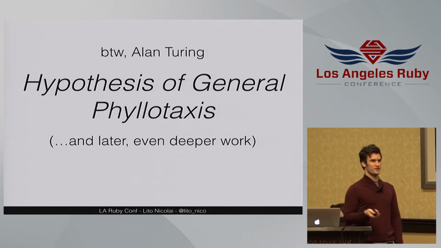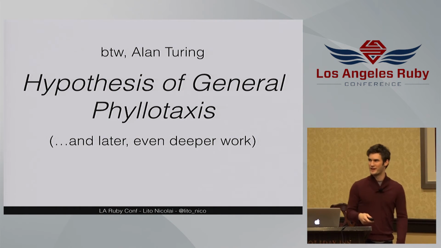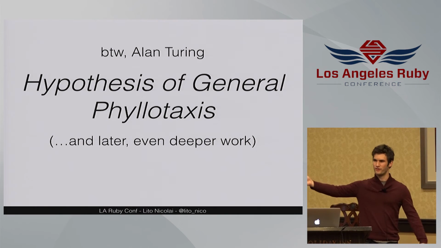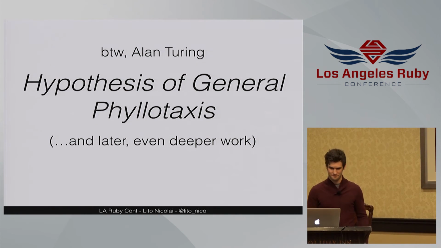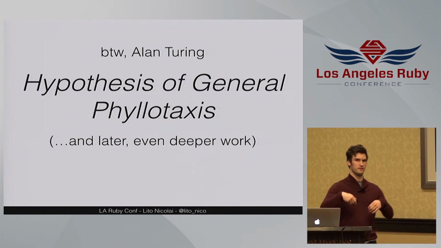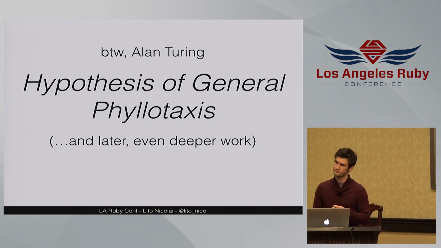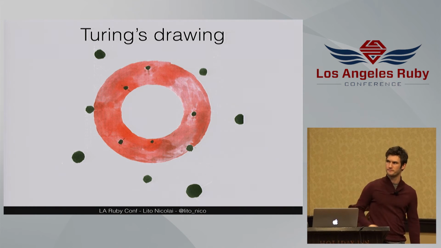By the way, this was Alan Turing's work. He called it the hypothesis of general phyllotaxis. He was the first person to describe this mechanism in plants at all. So I think the intersection of plants and computers goes back all the way. Turing, the inventor of the computer, essentially, was the first person to describe this process. He later refined it to even deeper understanding of the biology of how plants work. So this is what Turing drew in his notebook. This is the actual image.